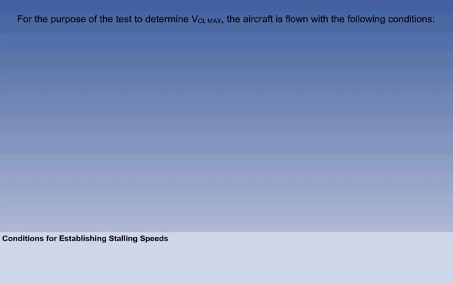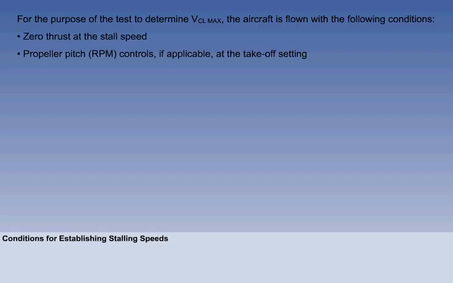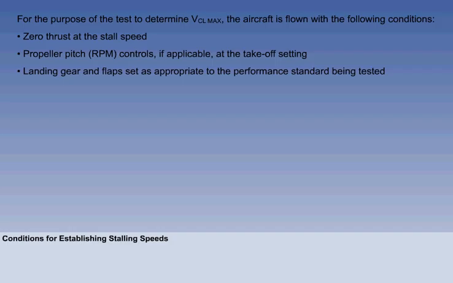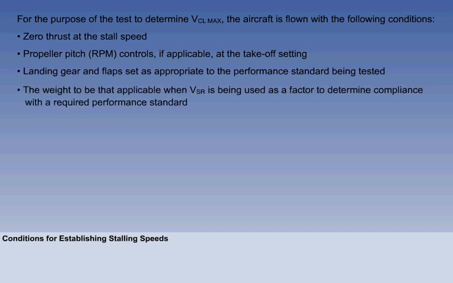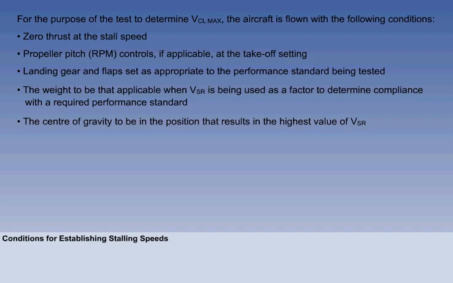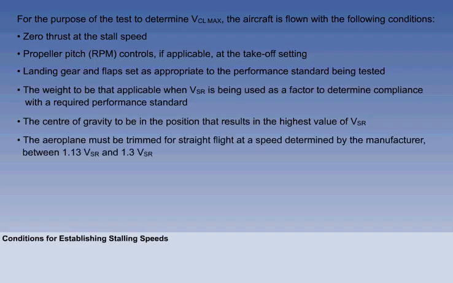For the purpose of the test, to determine VCL max, the aircraft is flown with the following conditions: 0 thrust at the stall speed, propeller pitch, RPM controls, if applicable, at the takeoff setting, landing gear and flaps set as appropriate to the performance standard being tested, the weight to be that applicable when VSR is being used as a factor to determine compliance with the required performance standard, the centre of gravity to be in the position that results in the highest value of VSR, and the aeroplane must be trimmed for straight flight at a speed determined by the manufacturer, between 1.13 VSR and 1.3 VSR.